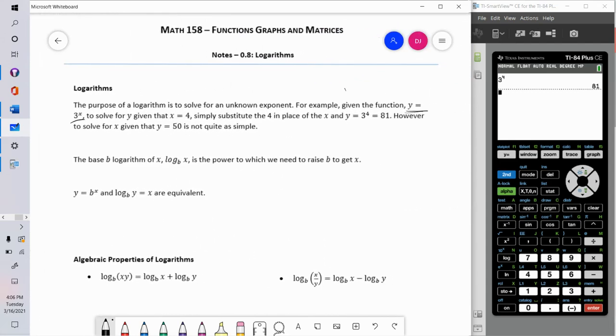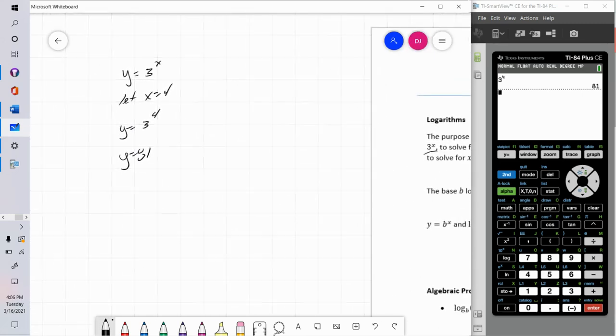Let's look at another example. If we're given a value for y, this is not quite as simple. So if we're told that y equals 3 to the x, given a value of x, solving for y is fairly simple. Given a value of y, solving that for x is a little bit more difficult. Actually, it's quite a bit more difficult. Notice that the unknown value is in the exponent.